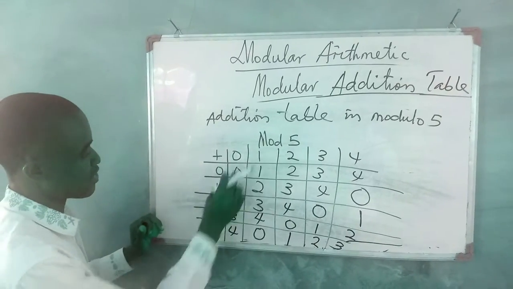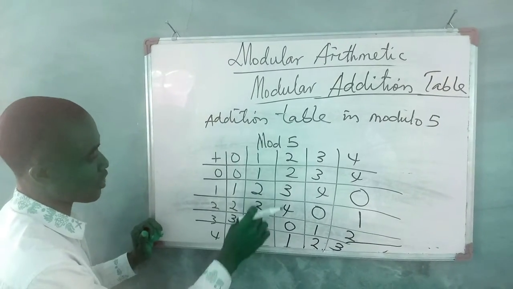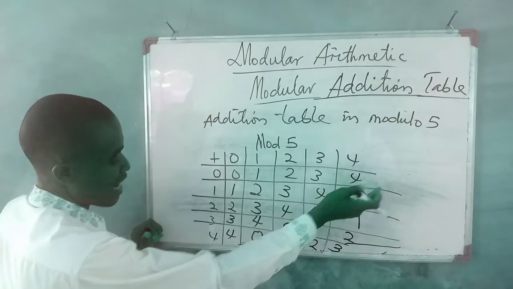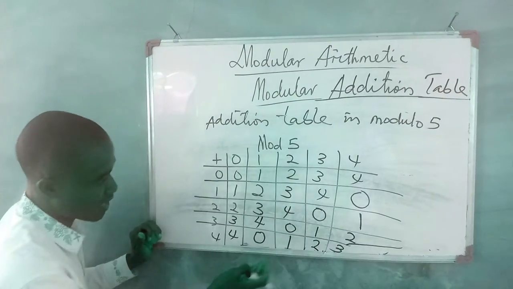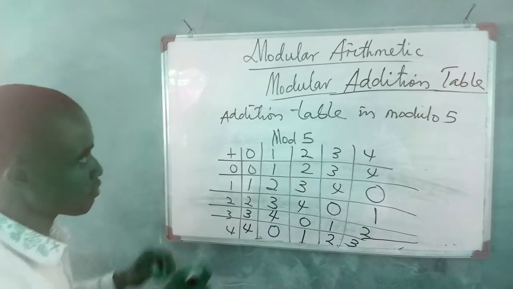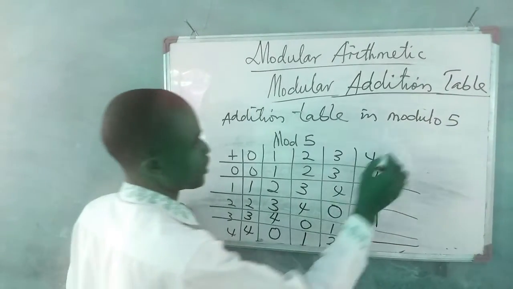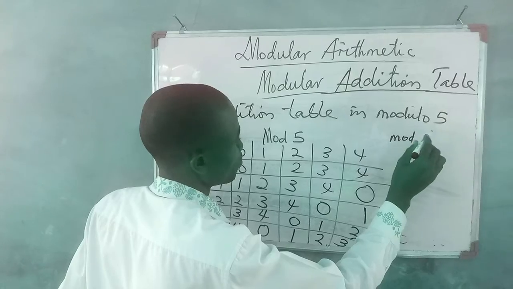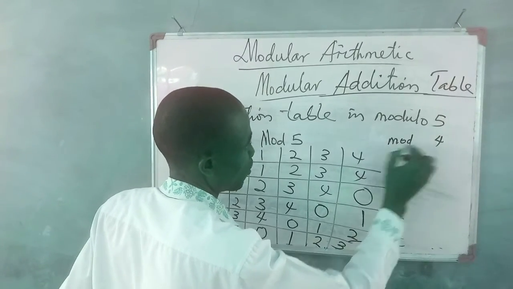And we're looking at this: 0, 1, 2, 3, 4, 1, 2, 3, 4. You see that? Like this, I have 0, I have this 1, I have 2. Alright, so that's how to do a modular table when it comes to addition. Now try modulo 4.